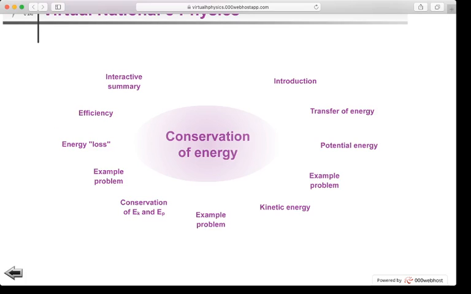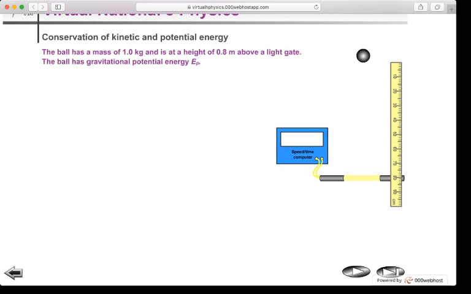In today's lesson we're going to look at the principle of conservation of energy. Generally in this course we'll look particularly at potential and kinetic energy. It's the most common one, but it can apply to other types of energy as well. So what do we mean by this?